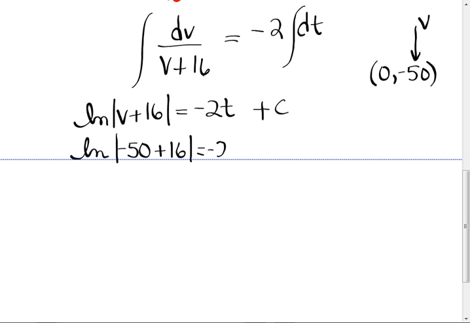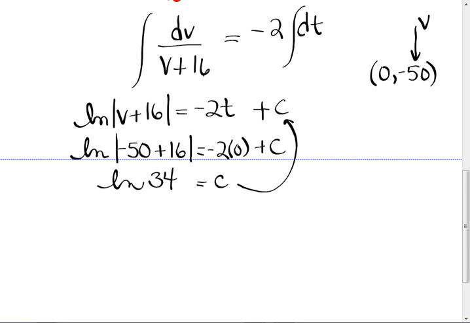Equals -2 times 0 plus C. So C equals the log of, would you say 34? What's the absolute value, though? So it's 34. And why do we have to have absolute value? Because you can't take the log of a -34. Can't do it. Okay, so we're going to put this right in here, and we are now to 4 points.